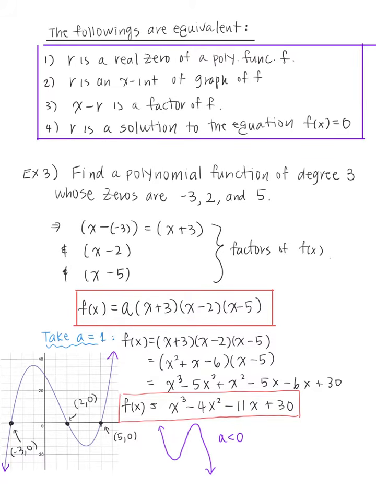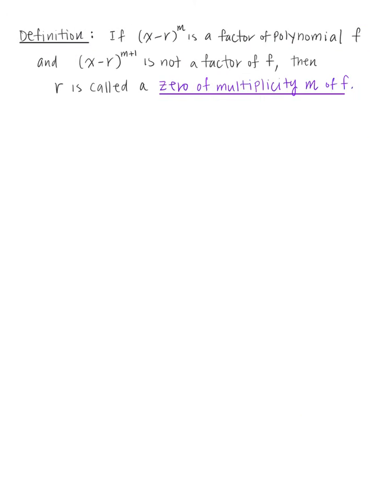Now, what do you think is going to happen if, instead of a equals 1, I take a equals 2? Do you think we're still going to have the same zeros? Well, the answer is yes, because if this is 2, then how do you find the zeros? You just basically set this whole equation equal to 0, so your zeros are still going to be -3, 2, and 5.